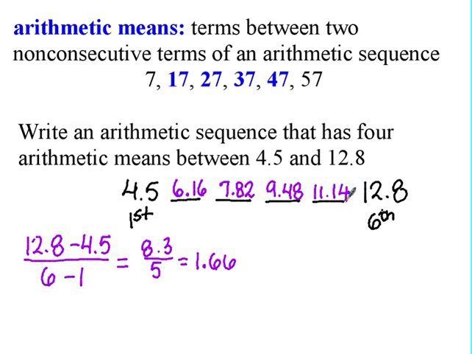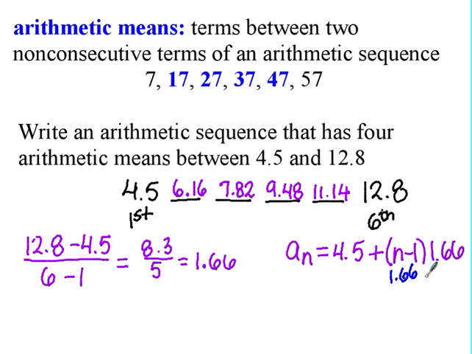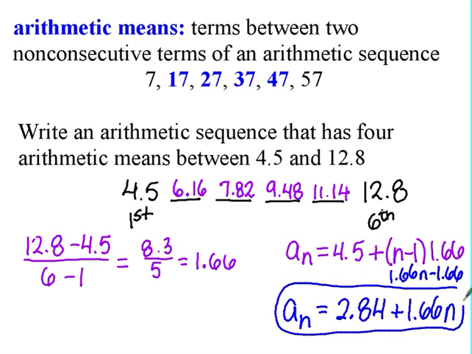Got it? So then now my difference is 1.66, so my formula, a sub n equals 4.5 plus n minus 1 times 1.66. So all we need to do now is simplify. Oh, I forgot n, didn't I? So I end up getting a sub n equals, what does that come out to be? 2.84, nice job, plus 1.66n. There you go. So that's your sequence. So that's how it works with arithmetic means.